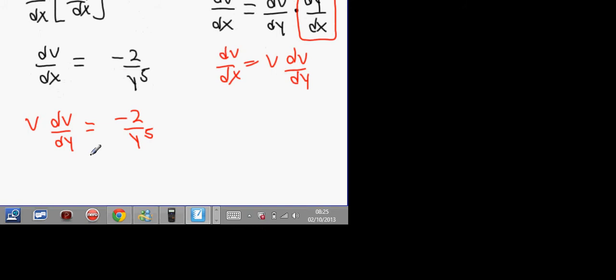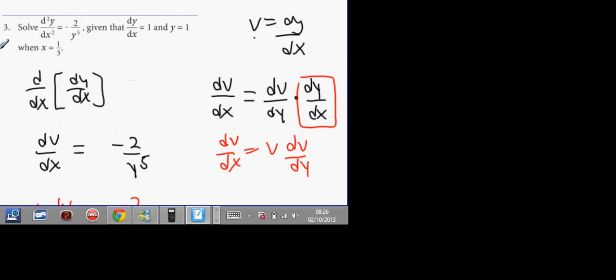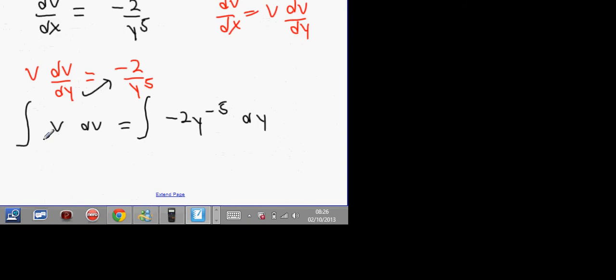So I'm going to bring the y up here, and I'm going to get v dv equals minus 2 y to the power minus 5. I'm going to change it to a power or an index, and then I'm going to get dy. Next thing I'm going to do is match up my limits. Now remember, keep in mind v is dy/dx. So I'm going to go back to the top. V is 1 when y is 1. Match up your limits. V is 1 when y is 1. Use the top letter. Because it's the v, there's a v up there. Because it's the y, there's a y up here.